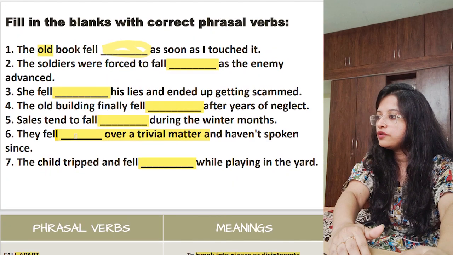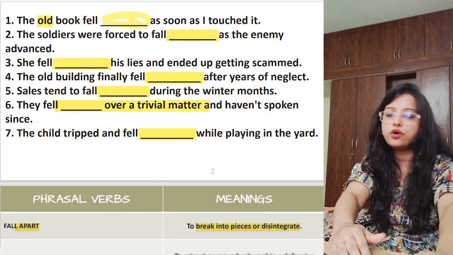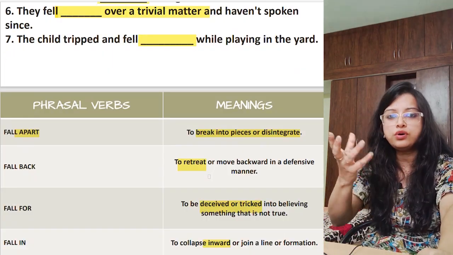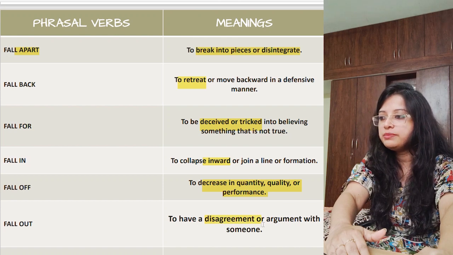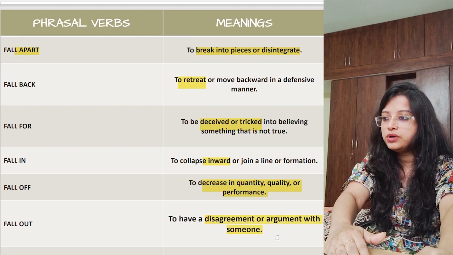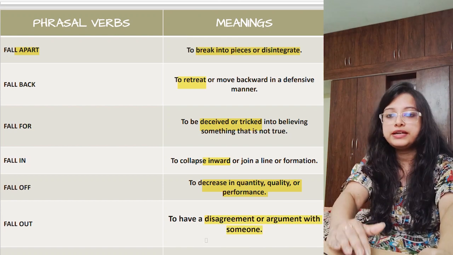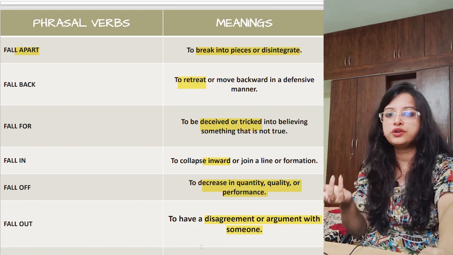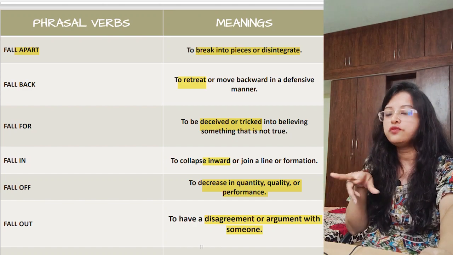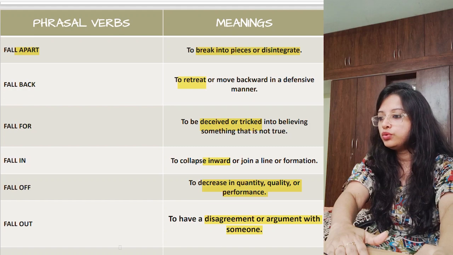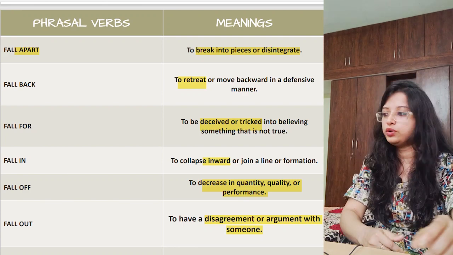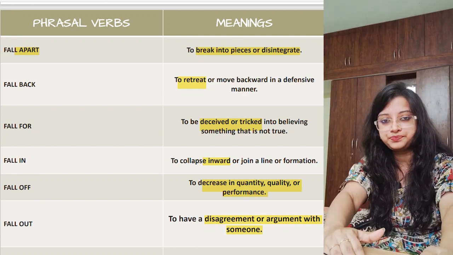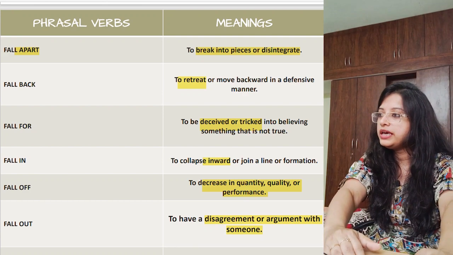As you can see, fall off, which sentence? Sales tend to fall off, quality, quantity, it becomes less. Next, fall out, that means to have a disagreement, when you quarrel, when you argue with somebody, right? When friends don't speak with each other because of a quarrel, it is fall out. Last one is fall over, that means to lose balance and topple to the ground. When I just tripped over and fell, it will always be fell over. Okay, so we have done these 7.